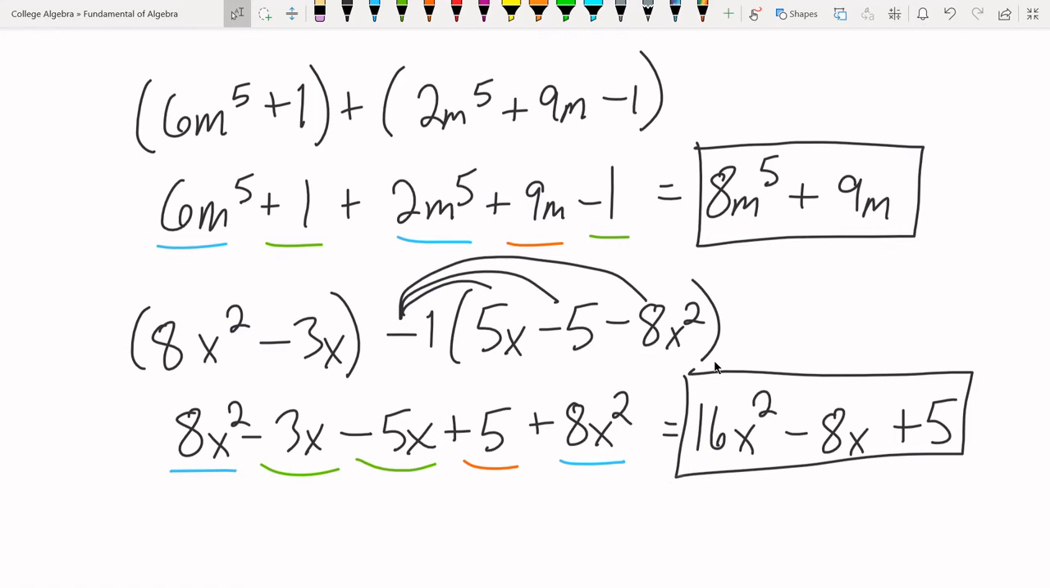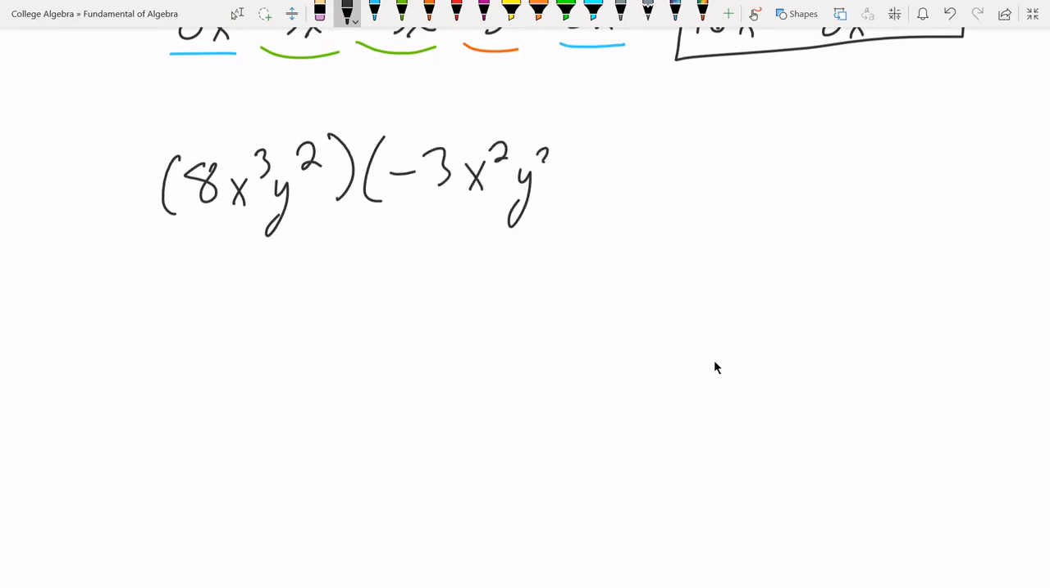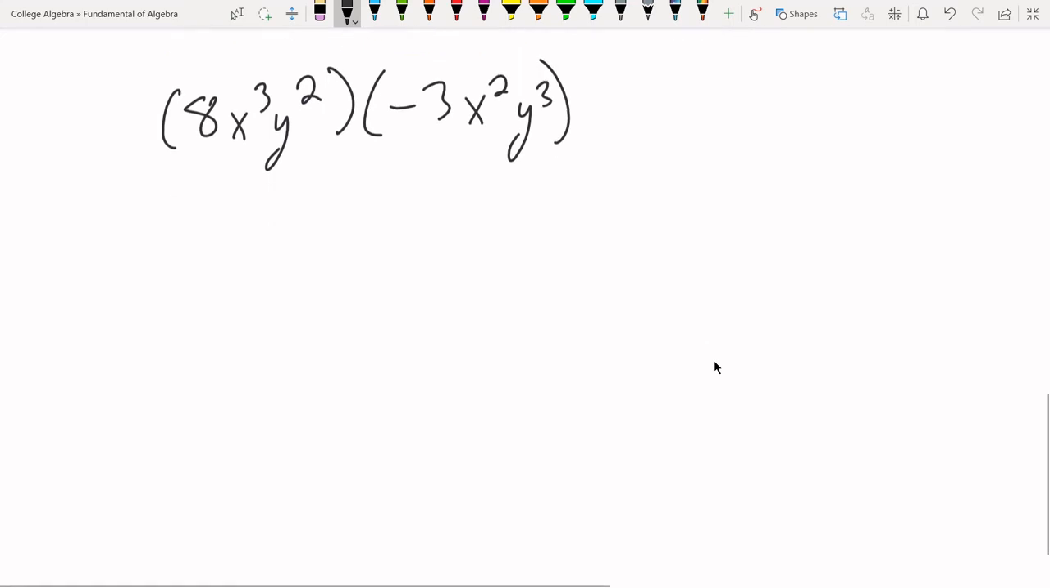Now, multiplication is all about distributing the terms into every other term. If you have two monomials, it's really just multiplying everything together. So for instance, 8x cubed y squared times negative 3x squared y cubed. These are two monomials, and they're multiplying together. This is a little bit of a special case because we don't have multiple terms. We just have one term times one term. And really this is just multiplying everything together that are like things.